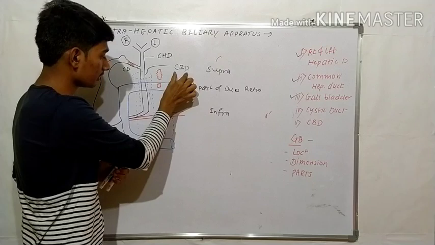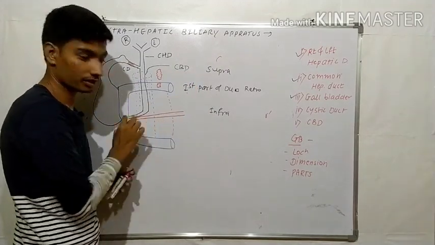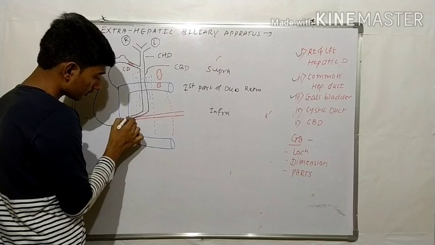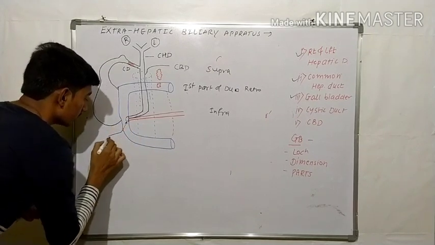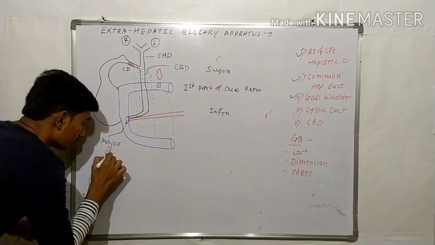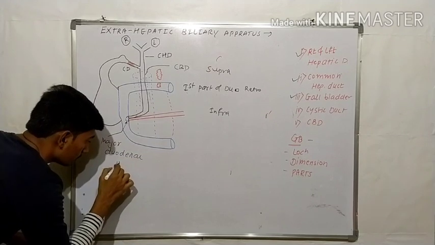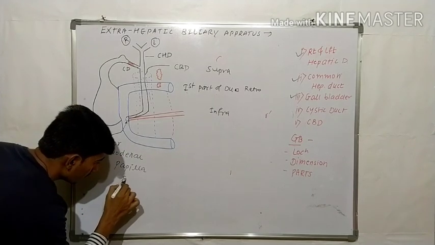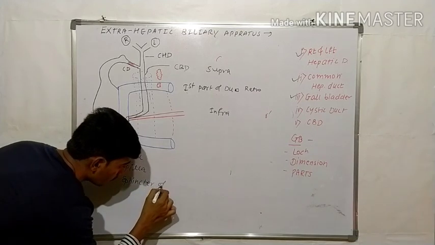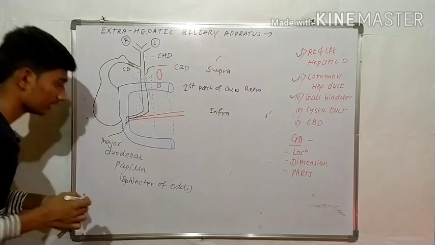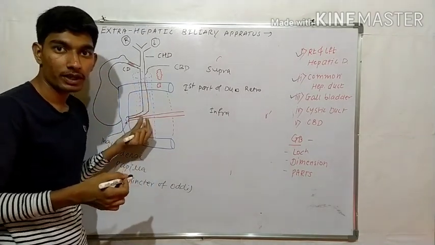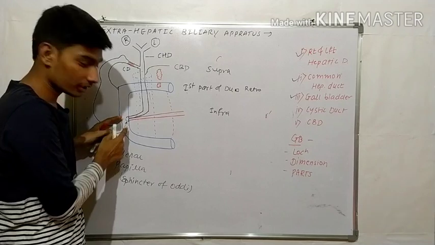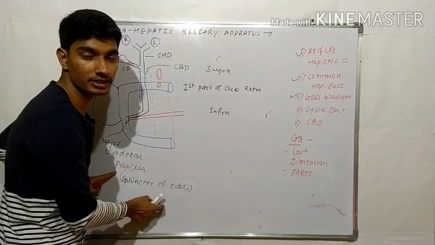Now, this common bile duct joins with the pancreatic duct, and it opens near the major duodenal papilla, and this opening is guarded by the sphincter of Oddi.